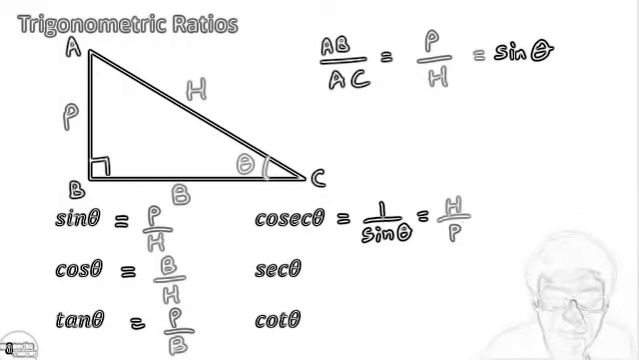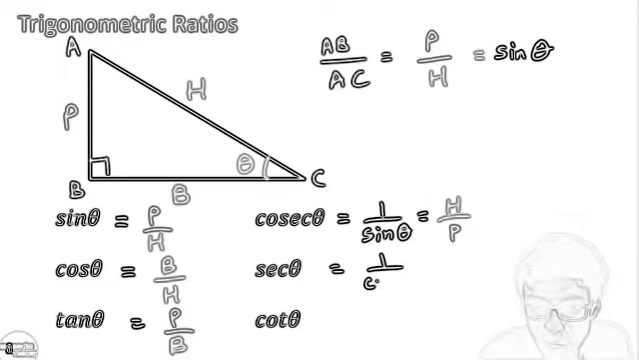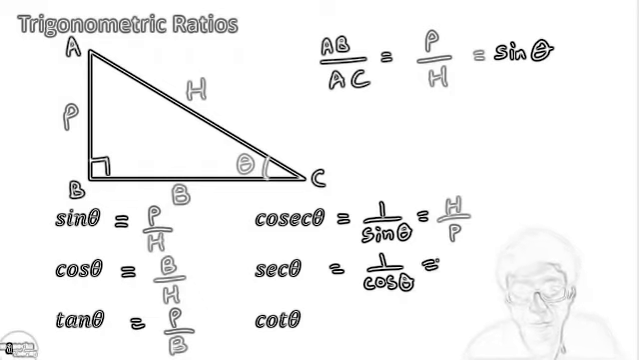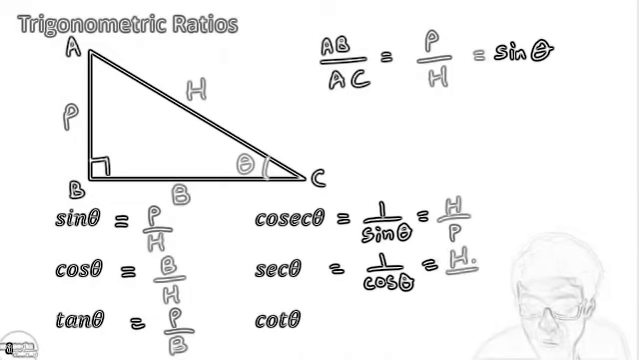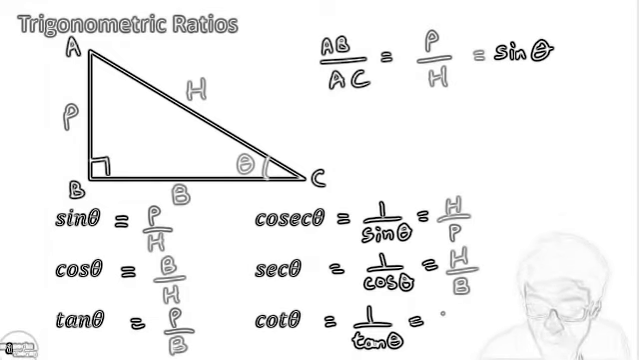Now what is sec theta? Sec theta is defined as 1 by cos theta. These are the definitions again, and it's the reciprocal of cos theta. So simple, it's going to be hypotenuse by base. We are just inverting this. Pretty simple. And similarly, cot theta is defined as 1 by tan theta. These are just the reciprocal ratios. And what is that going to be, guys? It's going to be base by perpendicular.